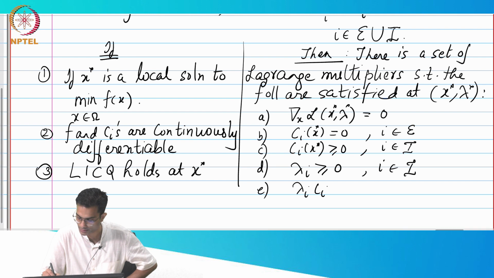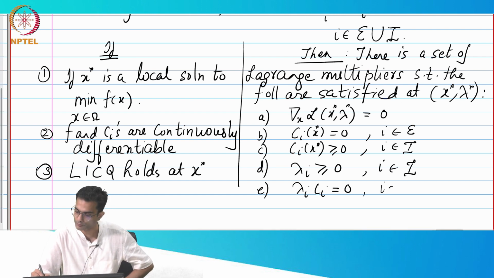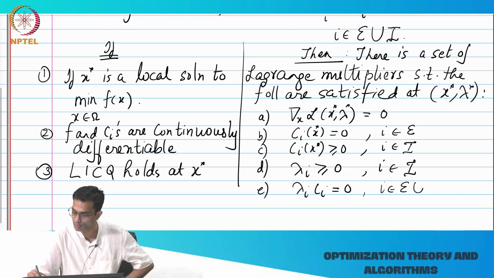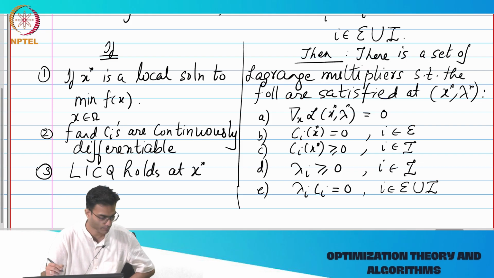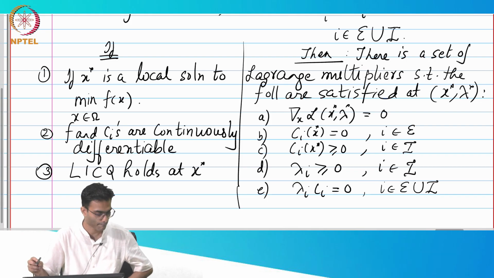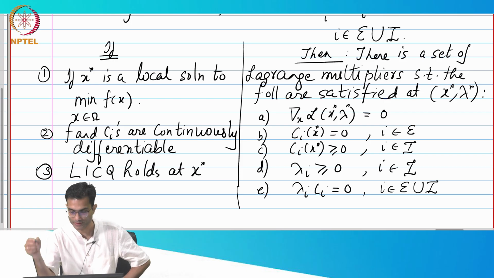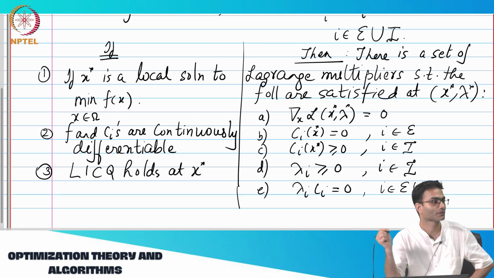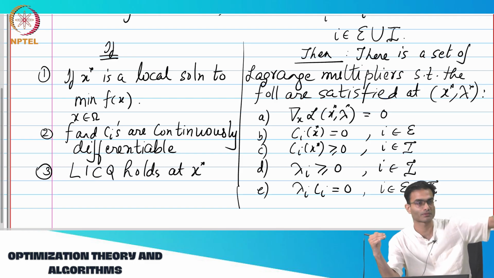Lambda i c i equals 0 for all the i. So you have these A, B, C, D, E conditions which will hold if these 1, 2, 3 are satisfied.